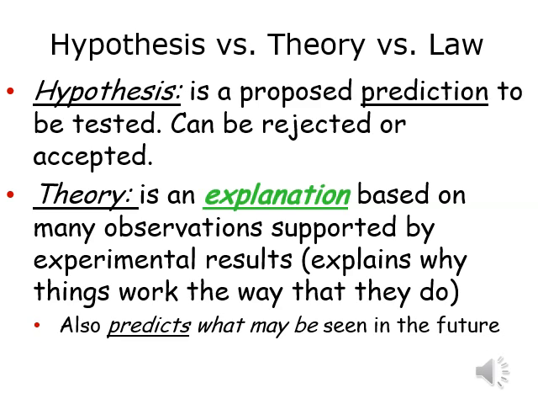A hypothesis is a proposed prediction to be tested. It can be rejected or accepted. A theory is an explanation based on many observations supported by experimental results. It explains why things work the way they do. Can you think of some theories? The Big Bang Theory, creation theory, evolution theory, dinosaur theory, lots of different theories.